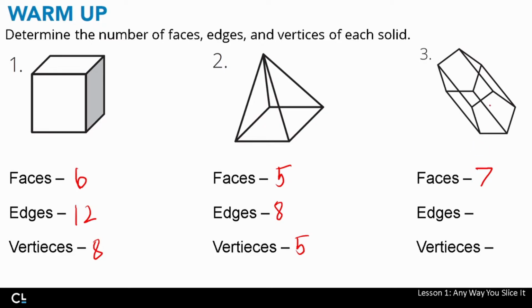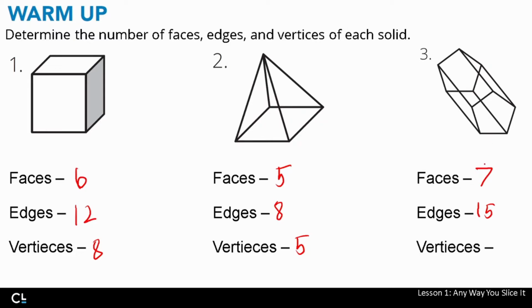How many edges do we have now? So now we have to get careful because we have to count the 5 here on our pentagon, the 5 for the back pentagon, which will give me 10, and then each line that connects them. So 1, 2, 3, 4, 5. So we have total 15 edges.